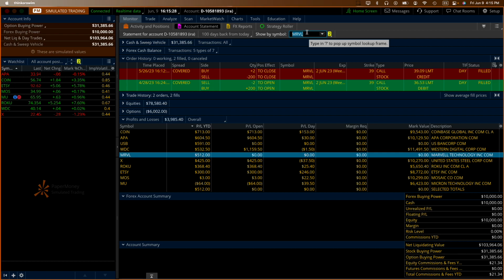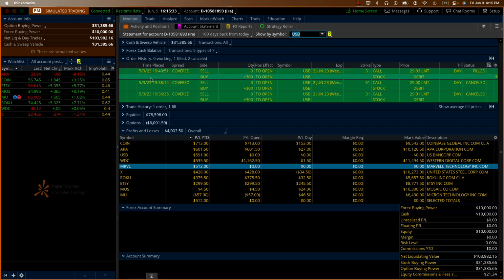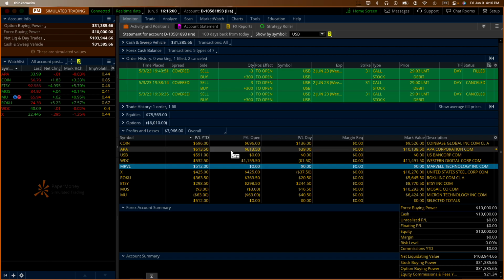And the other one was USB, I believe. Yes, USB. When did we enter that? May the 3rd. So my first trade was Marvel. And you can see that now it says 0 margin requirement, 0 everything. That's because it's now removed. I decided to let it be taken away. The stock jumped very much. You remember that.